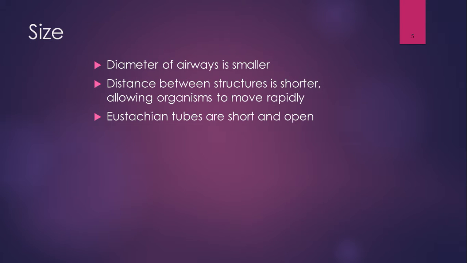The diameter of the airways is smaller in children. The distance between structures is shorter, allowing organisms to move rapidly. Eustachian tubes are short and open, allowing for infection to occur in the middle ear.